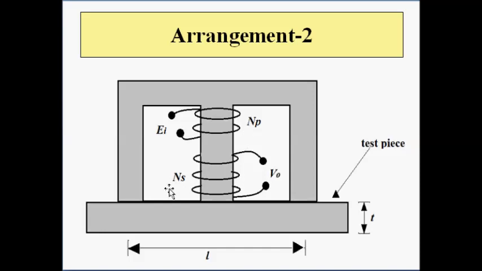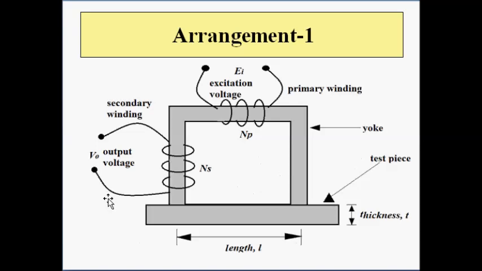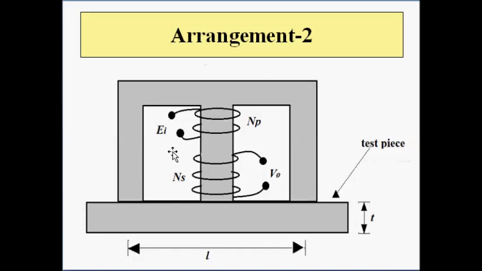So, these are the two main arrangements for the design of the inductive thickness transducer. This is arrangement 1 and this is arrangement 2. Okay, so in both the cases we have four main things. There is a yoke, magnetic yoke, we have a primary winding, we have a secondary winding, and we have the test material of length L and thickness T, and we have to determine this parameter T.